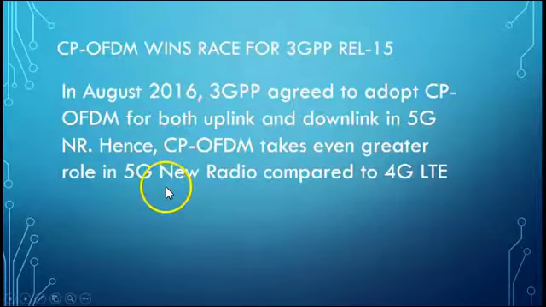So keeping this in mind, 3GPP has chosen CP based OFDM for the release 15 candidate, and in August 2016 it agreed to adopt CP OFDM for both uplink and downlink in 5G. Also, one important thing to note is that CP based OFDM waveform was used in LTE only in the downlink direction, but now it will be used in both uplink and downlink direction, so it will play a greater role in 5G New Radio compared to the 4G LTE.